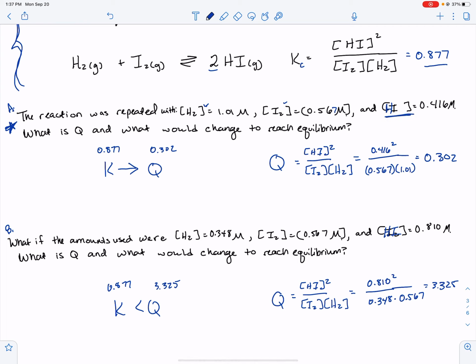Because you'll notice I started with some product in there. So do I have more product? Is it mostly going to want to go reactants or what? No. What this is saying is that I have more reactants and they need to get used up to reach equilibrium.